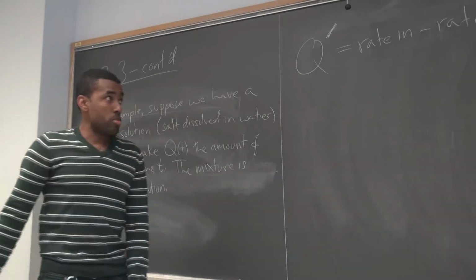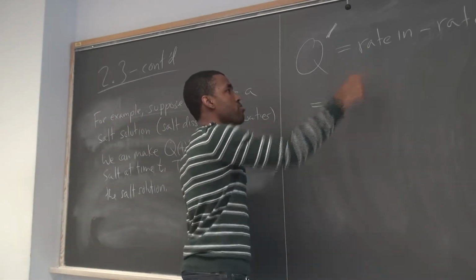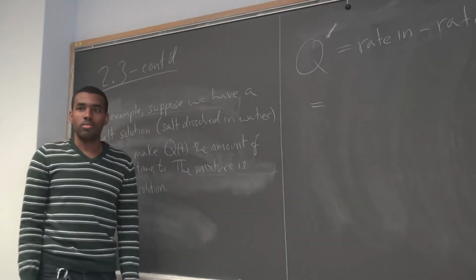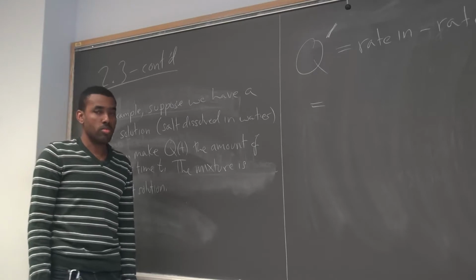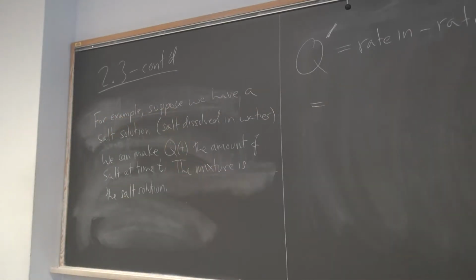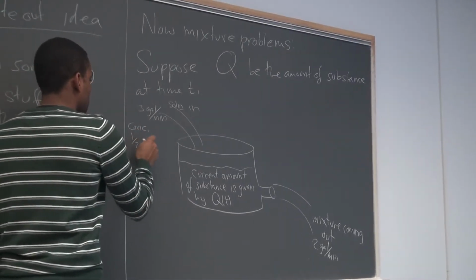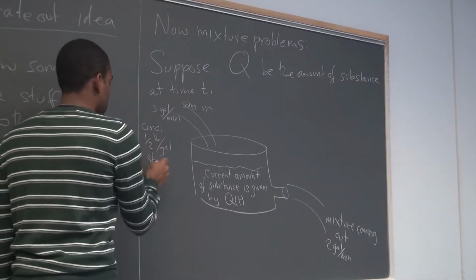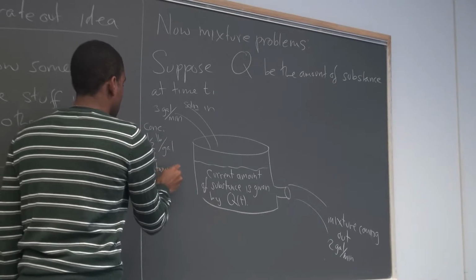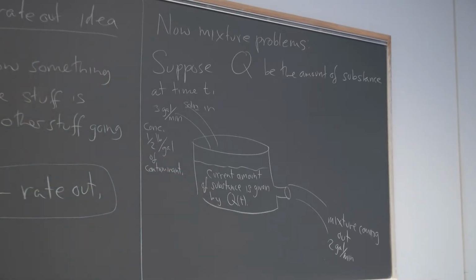Now I gave you this hint for chapter 1, but I want to make it more specific this time. How do you really measure rate in? It depends on what rate you're looking at. Let me give you an example. Suppose I have 3 gallons per minute coming in. I have 2 gallons per minute going out. And suppose this has a concentration of, you know what, half a pound per gallon of contaminant. So the rate I would be looking at would be pounds per minute in that example.